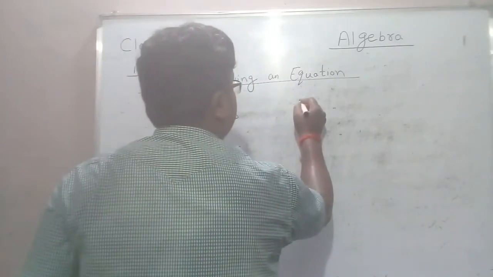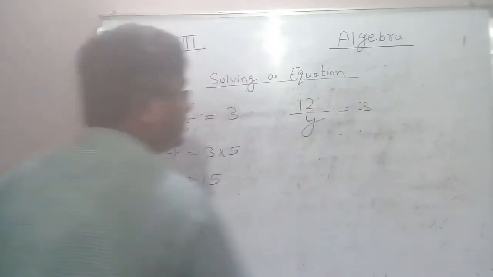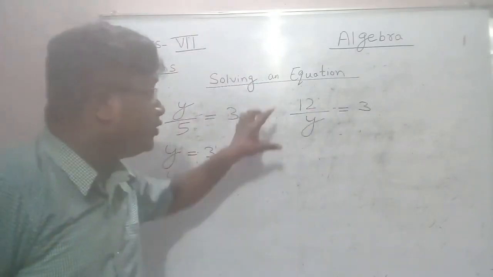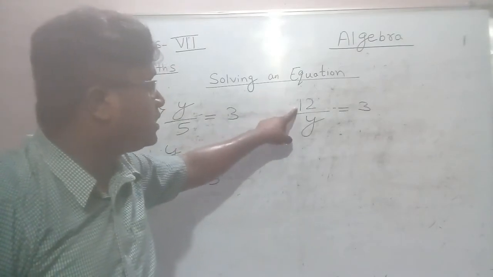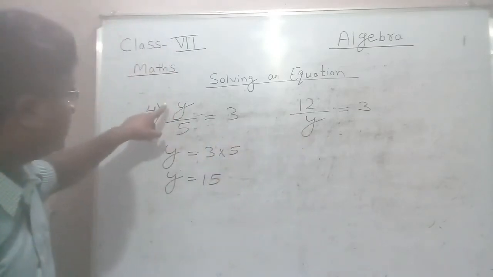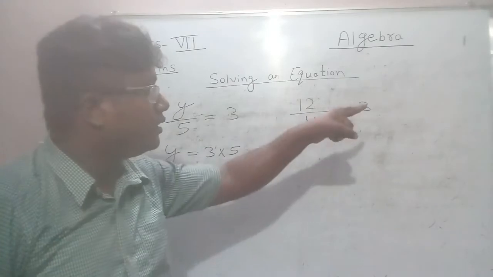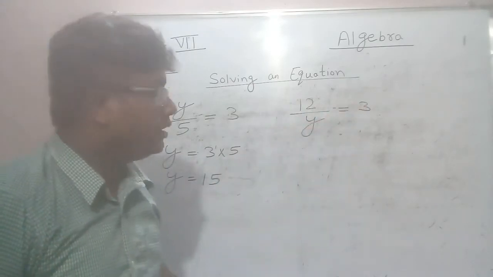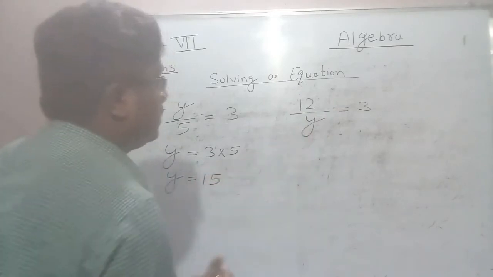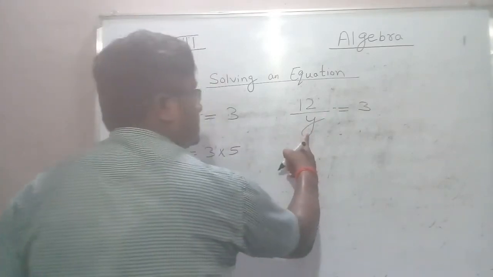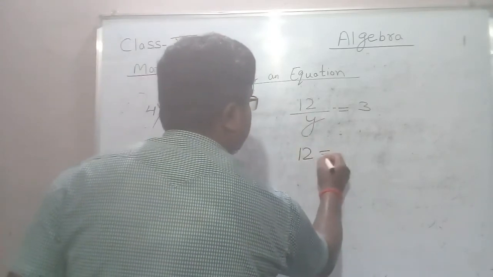Suppose here 12 upon y is equal to 3. Now you have to be clear about who is dividing. Here 12 is divided by y. In the previous question, y was divided by 5. Who is dividing? The divisor will go to the other side. Is it clear? We have to transfer the divisor. So what will happen? First transfer the y, which is dividing here. y is the divisor here. So 12 is equal to 3y.